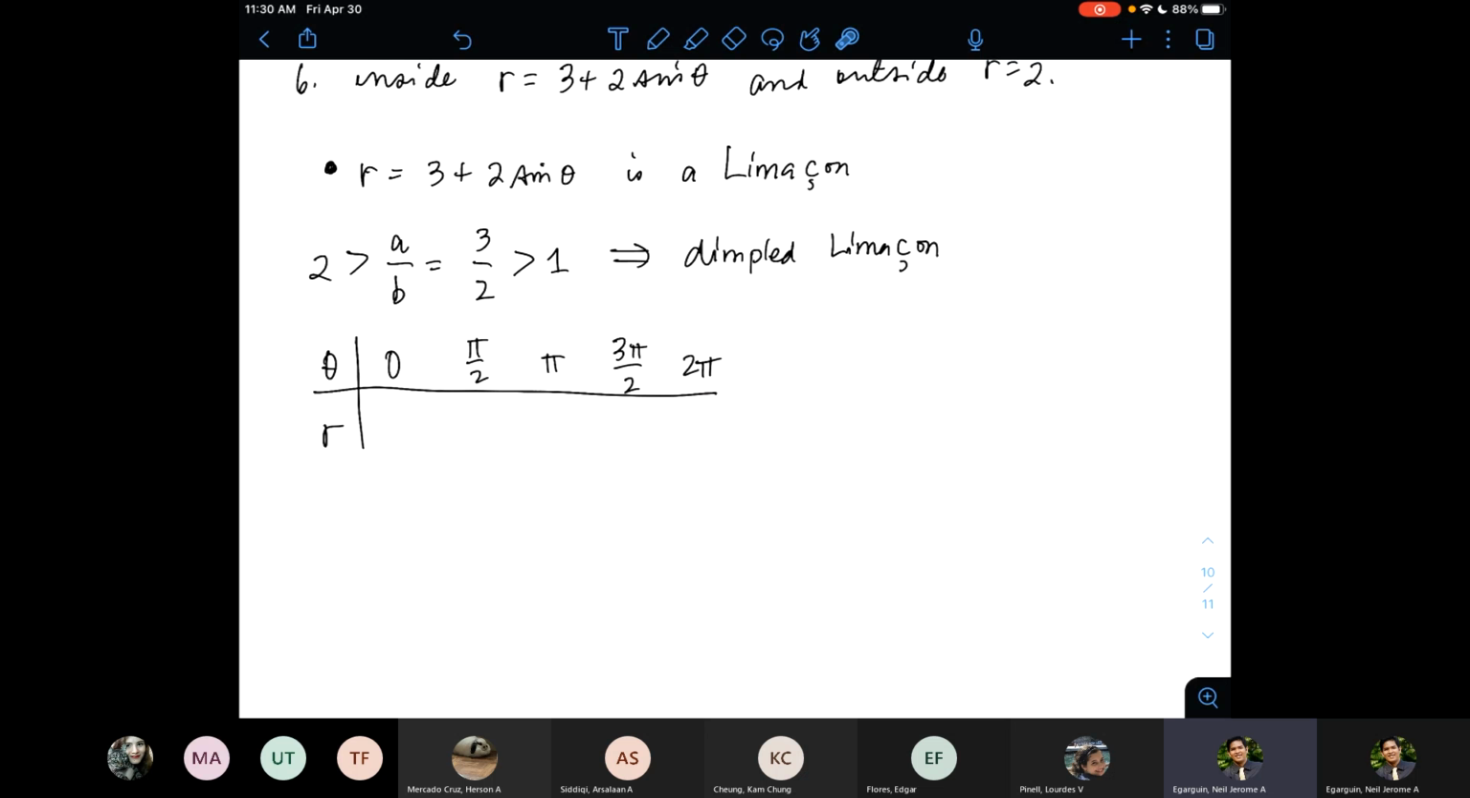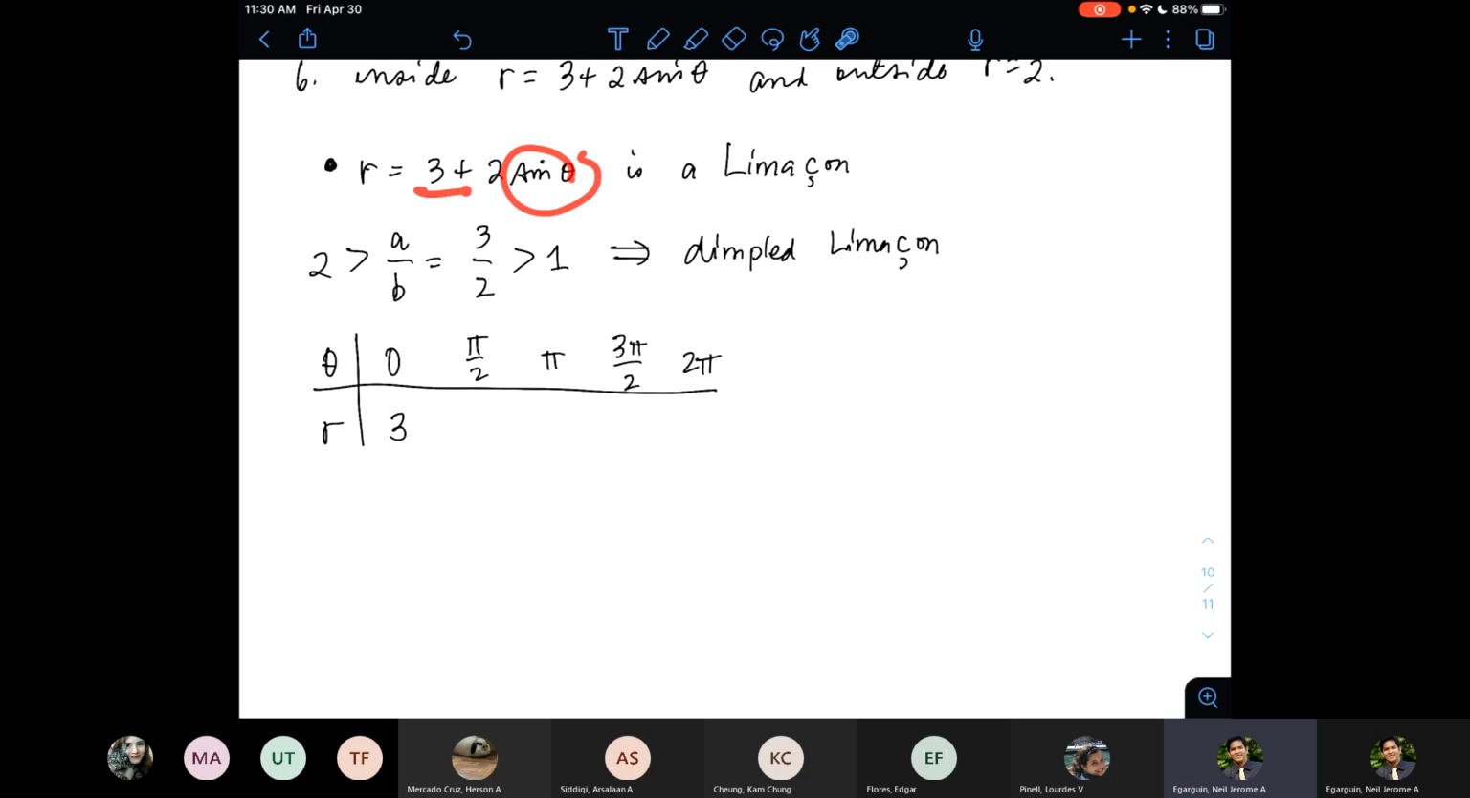So theta equals 0, so we get 3. Pi over 2, sine is 1, so 3 plus 2, that's going to be a 5. Sine of pi is 0, so we'll get a 3. 3 pi over 2 plugged in here will give us sine of negative 1, so negative 2. 3 minus 2, that's 1. And 2 pi will just repeat the value for 0, because that's a complete revolution in the unit circle, right?